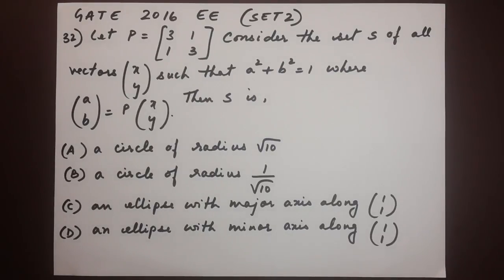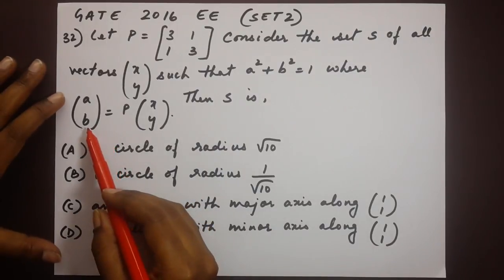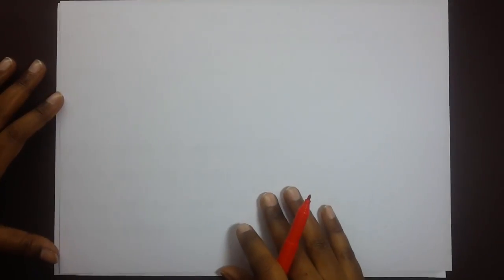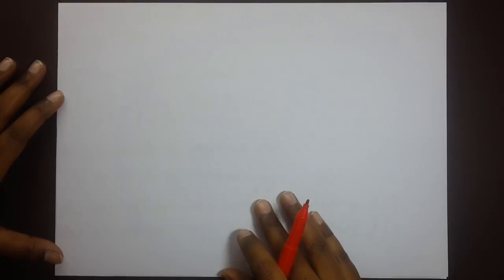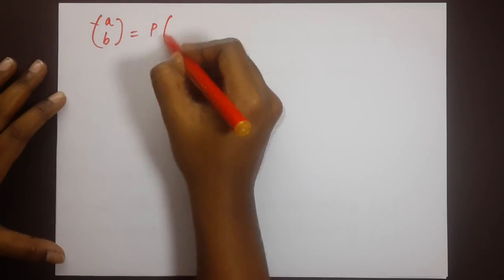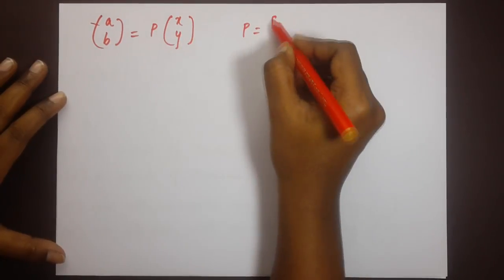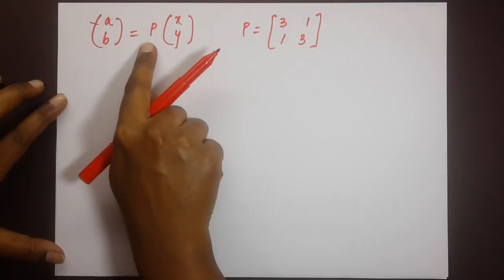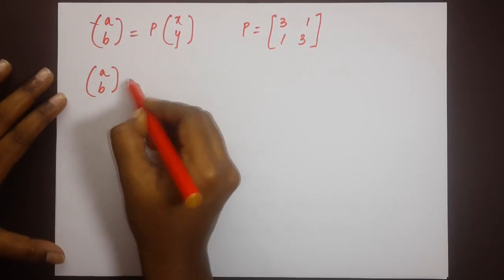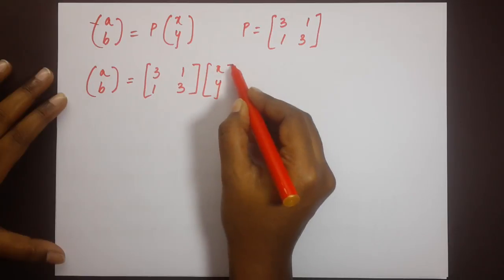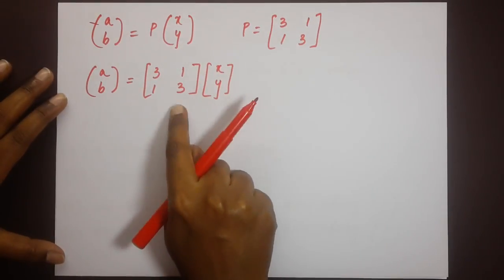So the first thing we need to do is analyze the expression given here, (a, b) equals P into (x, y). Since there is no space here, I am just going to write it down on another sheet of paper. Right, okay. So we have (a, b) is equal to P (x, y) given, and P is given as [[3, 1], [1, 3]]. So the first thing we do is plug this into the expression here. (a, b) is equal to [[3, 1], [1, 3]] into (x, y). Now let's multiply these two.